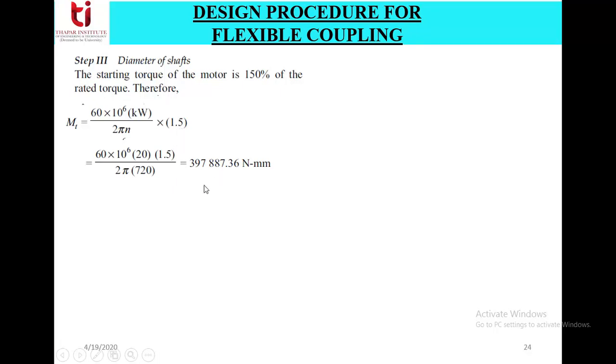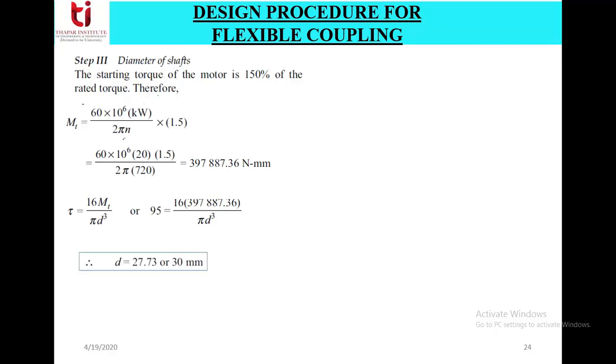So Mt is coming out to be 397,887.36 newton mm. Once you get that, we have this equation, tau is equal to 16 Mt by pi d cube. We have already seen that tau is 95 for the material 40C8, which we have chosen for shaft. That means we decide the diameter as 27.73.